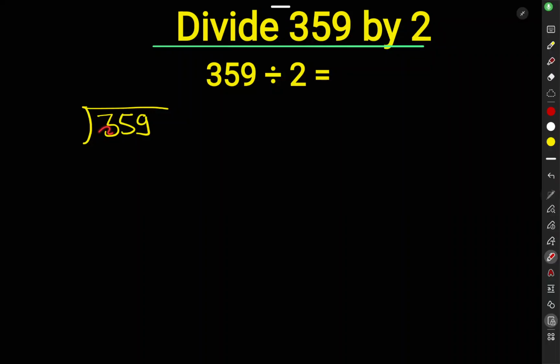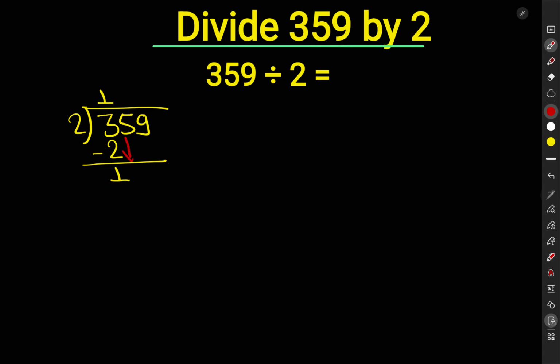We divide 359 by 2 in long division method. So 2 times 1 means 2. On subtracting we get 1. So now this 1 is less than 2.